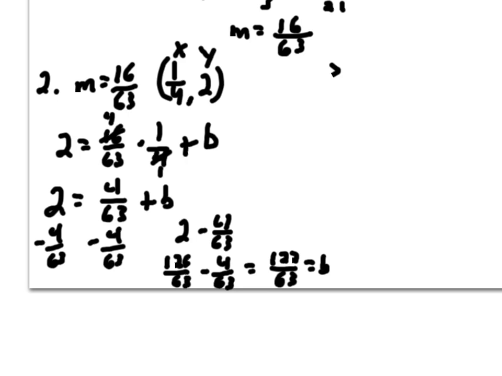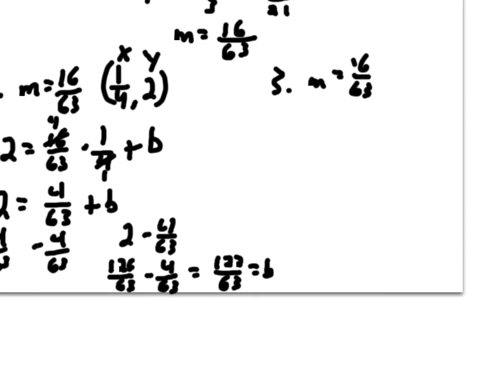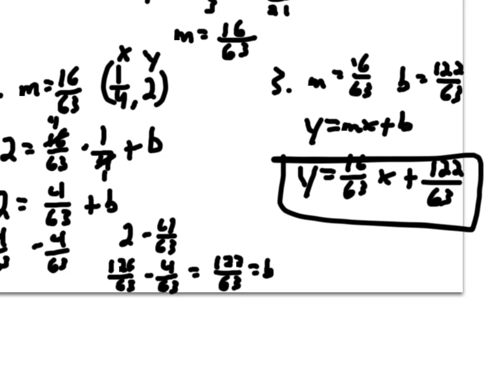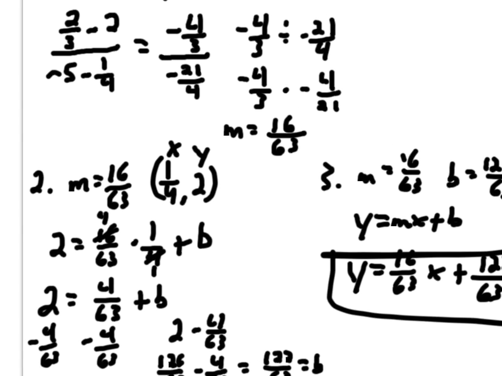Okay? So step 3 is to take my m, 16/63, and my b I just found, 122/63, and plug them into the y equals mx plus b form. So I'm going to get y equals 16/63 times x plus 122/63. Look, that's a gross problem, but it's a good one to show you because sometimes that might happen. Okay, now key thing to pay attention to on this problem is this part way back up here.